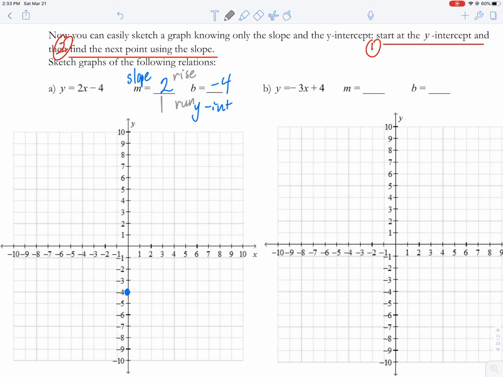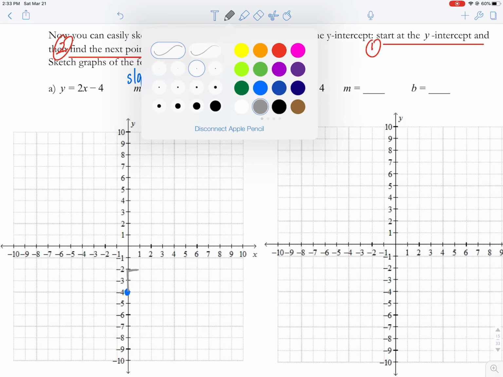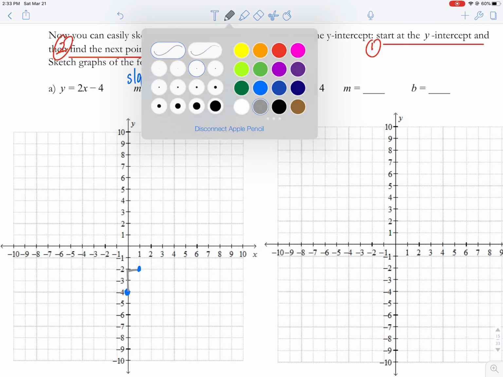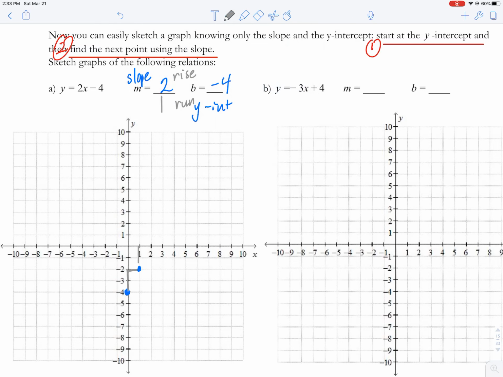And in this case, our run is going to be 1. So I would rise up 2, run across 1 to get to my next point. And because it's easier to connect a bunch of points all together, I'm going to do a bunch more. Rise up 2, run across 1, get another point, up 2, across 1, up 2, across 1, up 2, across 1.